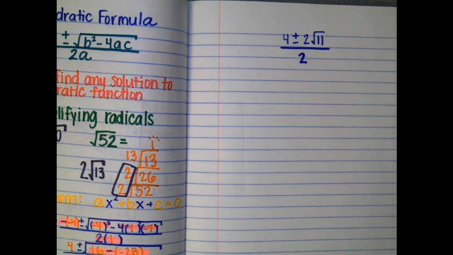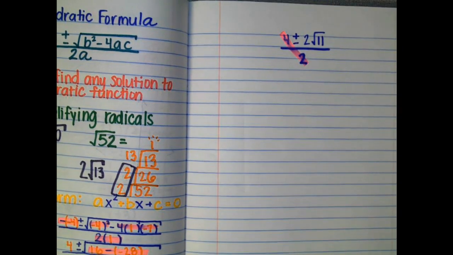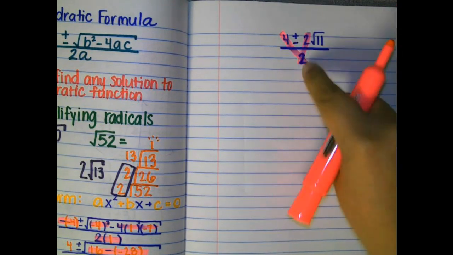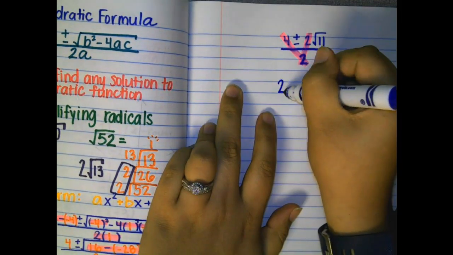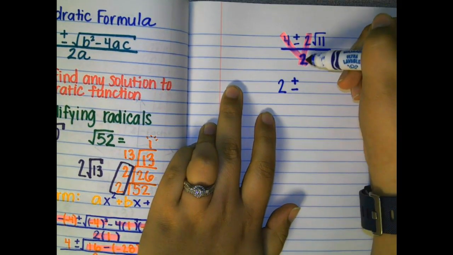All right, your last step is to simplify the division. So take your highlighter. You are going to simplify the 4 divided by 2, and then also the 2 divided by 2. So it's kind of like you're making a V here. On your calculator, you can divide. 4 divided by 2 is simply 2. We still keep the plus minus sign. And then 2 divided by 2 is 1.